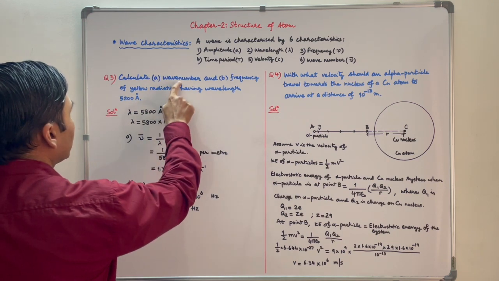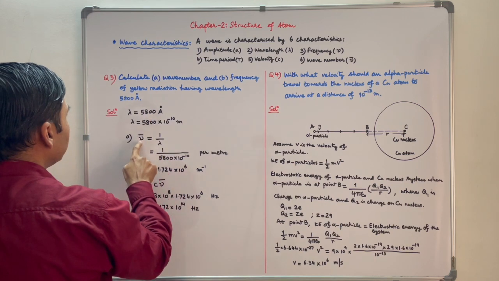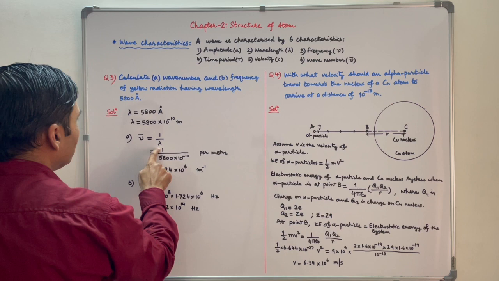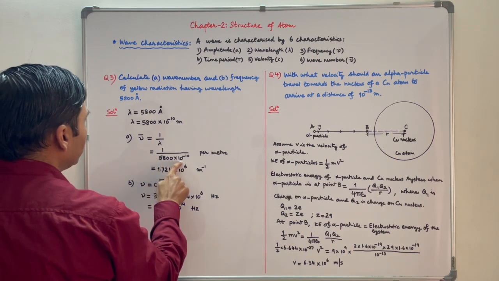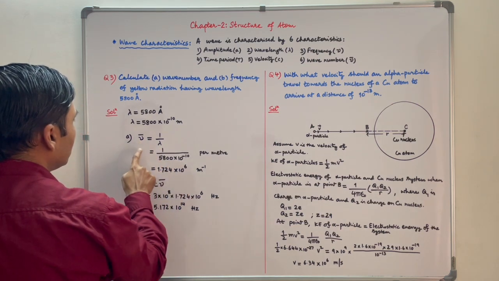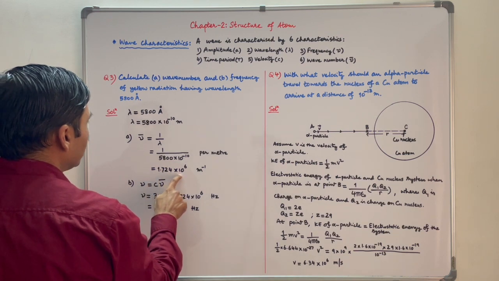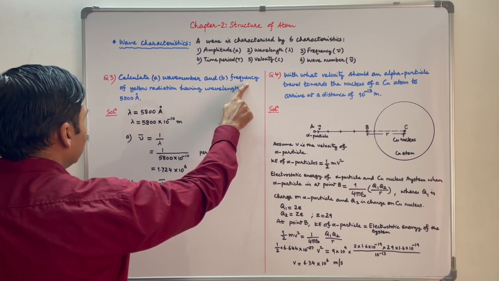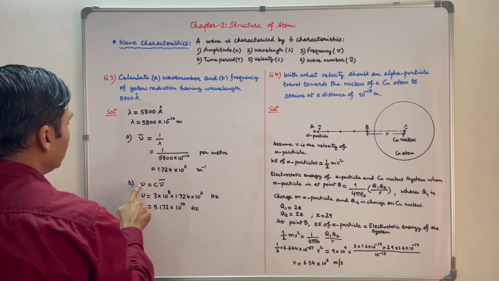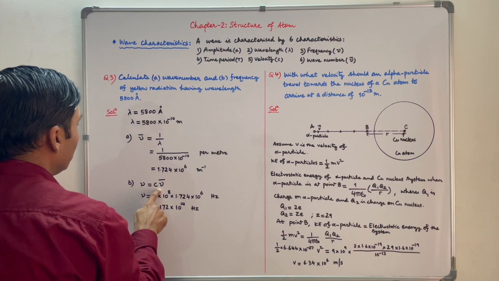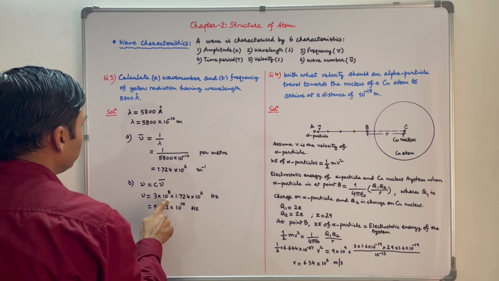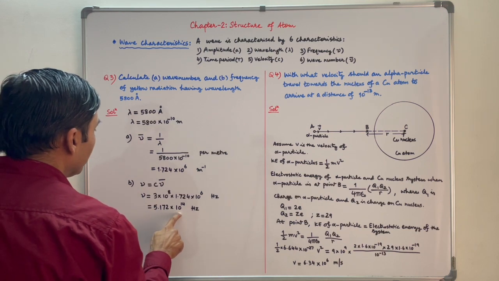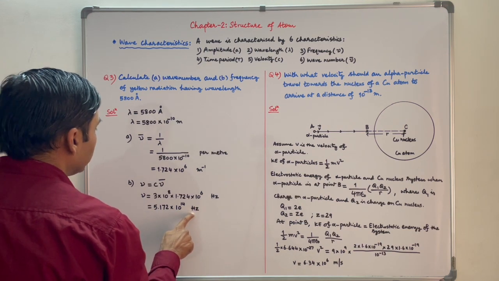Part A, we have to calculate wave number. Wave number is given by nu bar, and nu bar is equal to 1 by lambda. So it is 1 upon 5800 into 10 to power minus 10. So nu bar comes out to be 1.724 into 10 to power 6 per meter. Part B, we have to calculate frequency. Frequency is given by nu, and nu is equal to c nu bar. Value of c is 3 into 10 to power 8 meter per second. So nu comes out to be 5.172 into 10 to power 14 Hertz, or per second.